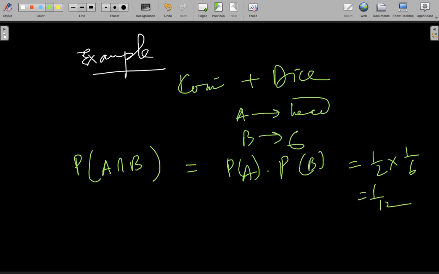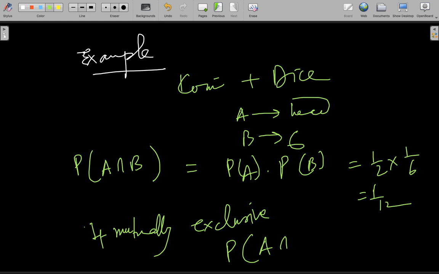Now if these events are mutually exclusive, by definition there is no common element, so the probability of A intersection B is equal to 0. So it is not equal to this. So this means what I said, that mutual exclusiveness does not imply independence. They are not equal.